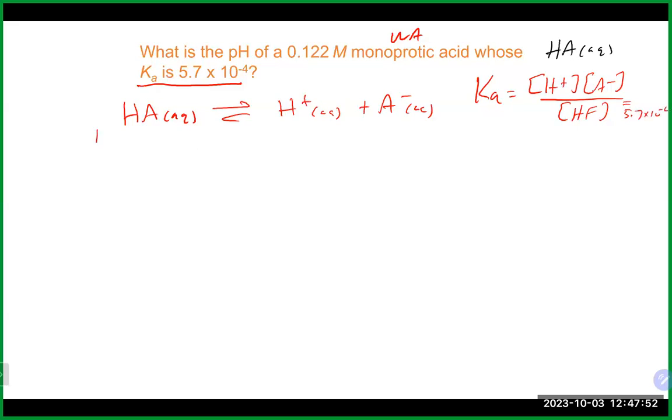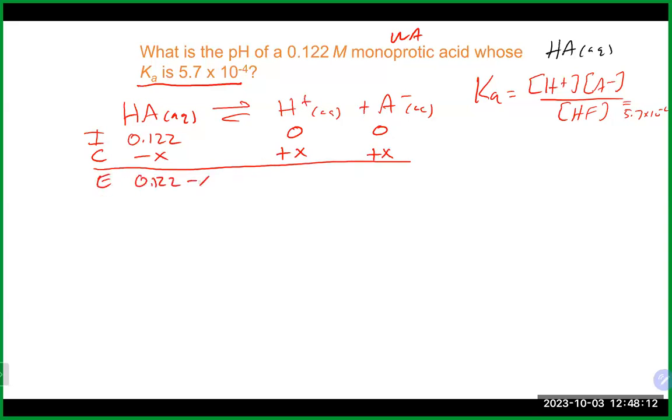We're going to do our ice table. So we're given 0.122. Once again, we were not given any of these, which means it should be heading in the right direction, towards the products. So our minuses and pluses will look something like this. And then at equilibrium, we'll bring everybody down and not forget the 1 as well. Our X and our X. Any questions on the ice table here?